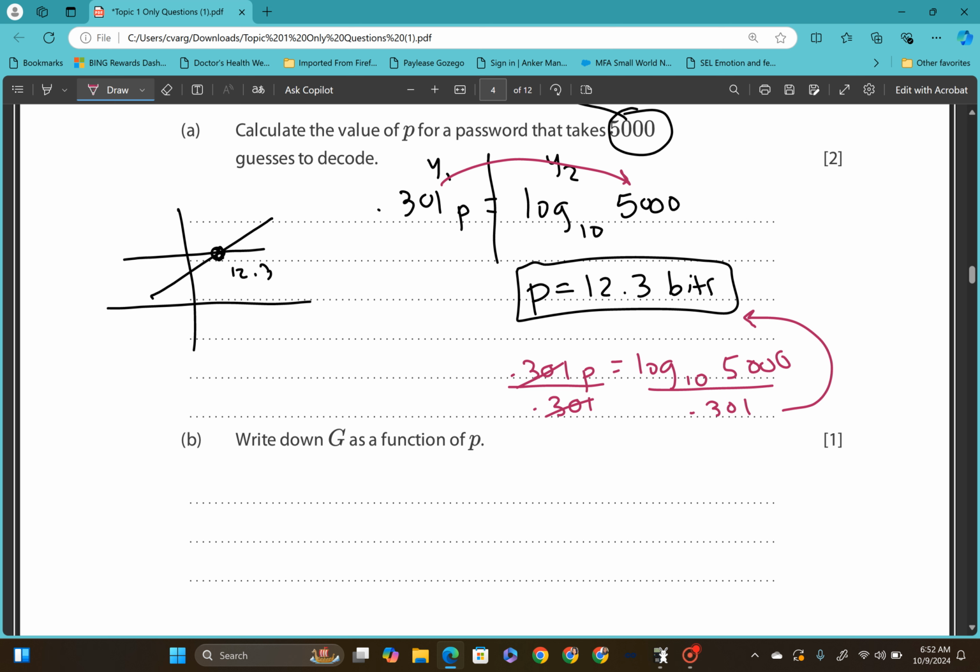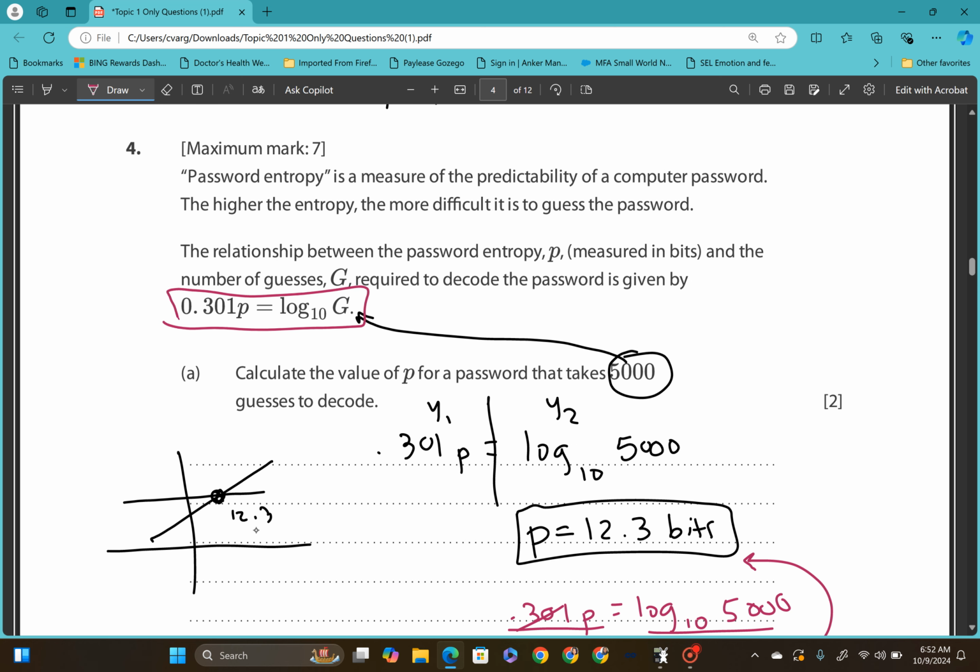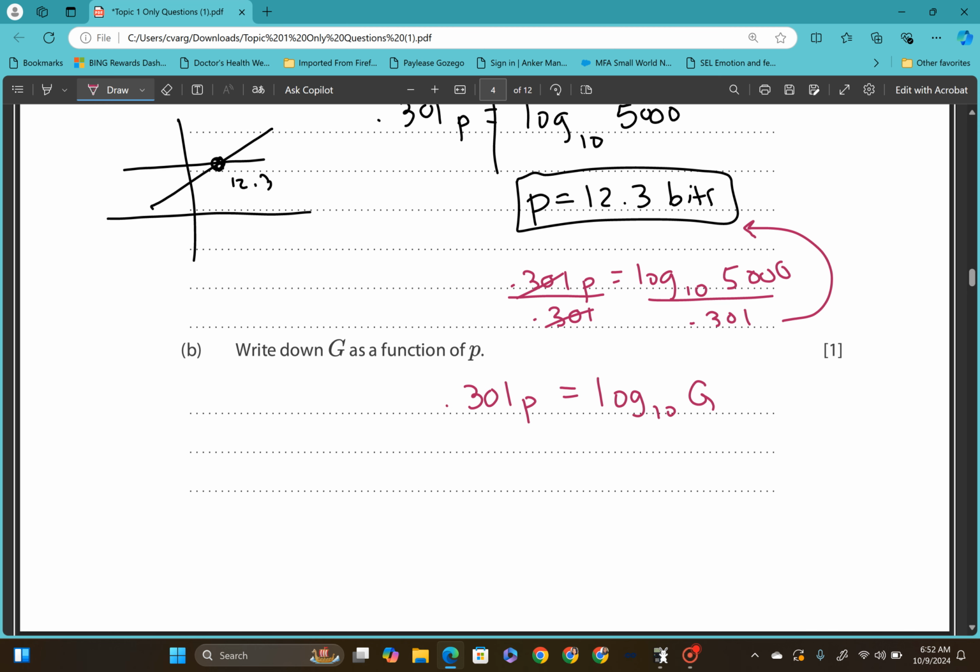Okay. Now it says write down G as a function of P. So what does that mean? That means that we need to get the G by itself, right? So we first had 0.301p is equal to log base 10 of G. That was our original function, right? That's what we had over here. I just took this and rewrote it. So now is when we need to do the circle of log because we got to get the G by itself. So 10 to the 0.301p is equal to G. And that is our answer because we need to write G as a function of P.